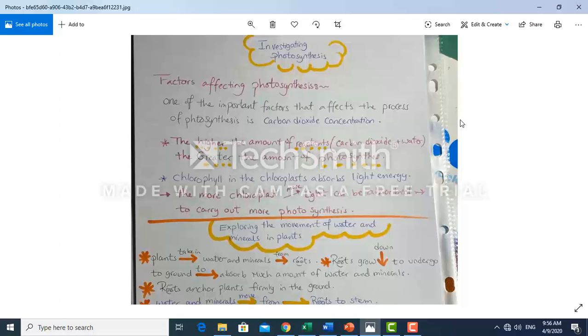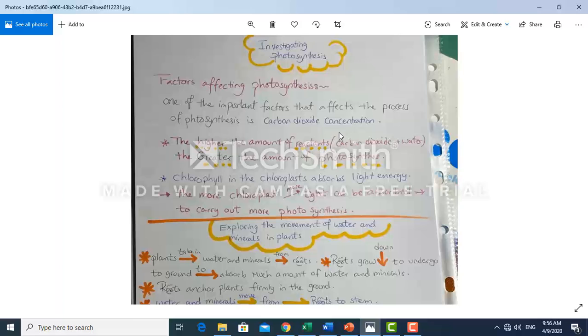Now I want to know what are the things that actually affect photosynthesis. One of the important things is the concentration of carbon dioxide. How is that? We already know that two things actually affect the process of photosynthesis, which are the amount of humidity and also the carbon dioxide concentration. But how? The higher the amount of the reactants, and here we mean the carbon dioxide and water, the greater the amount of photosynthesis. What does this mean?